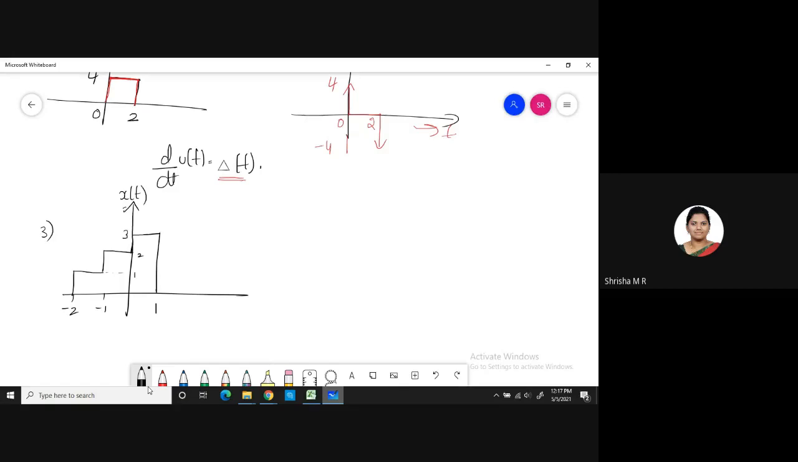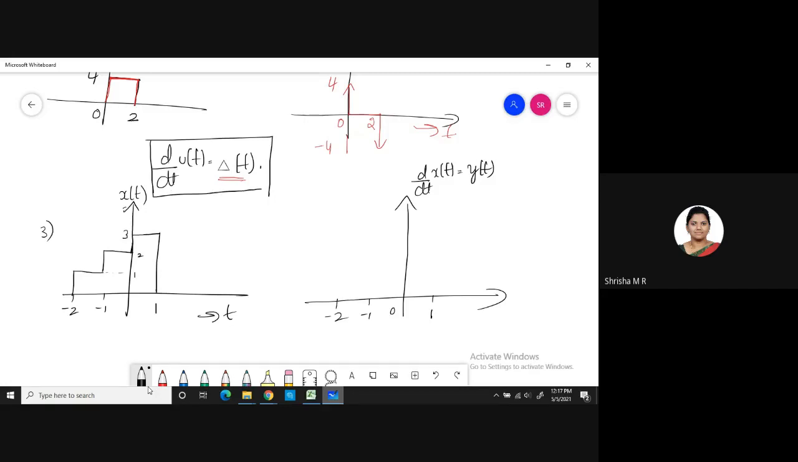Now differentiate x of t, you get y of t. That is nothing but d by dt of x of t is y of t. So y of t is the differentiation of x of t. Now how will you plot? You have to tell me how you will plot. Differentiation of unit step is unit impulse. So what will you do now? How will the differentiated version of this signal look?